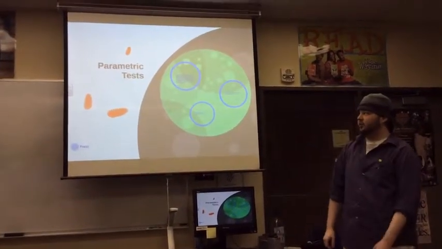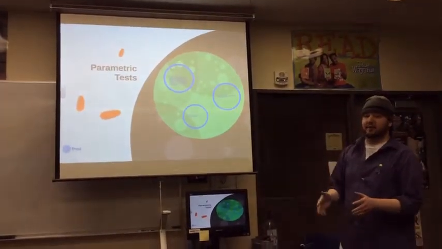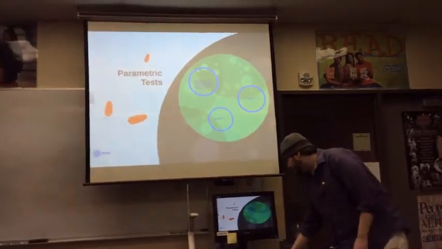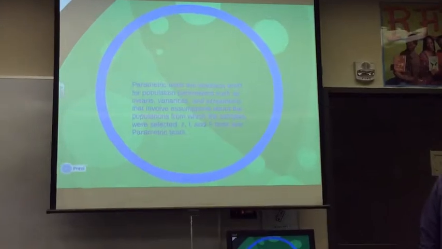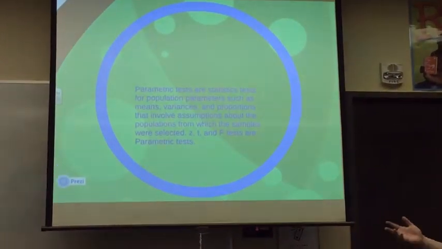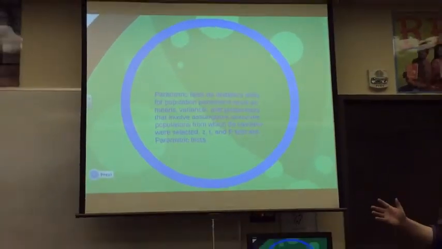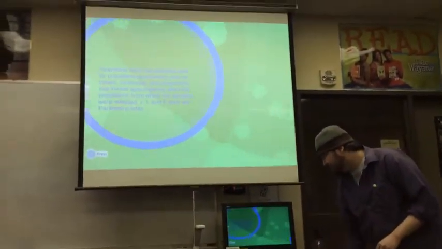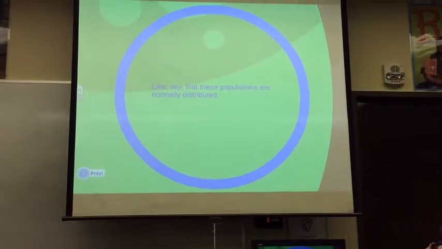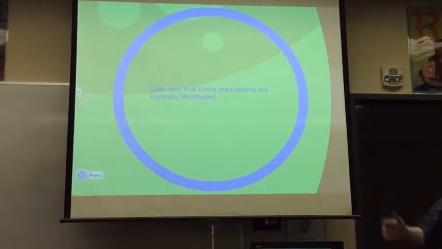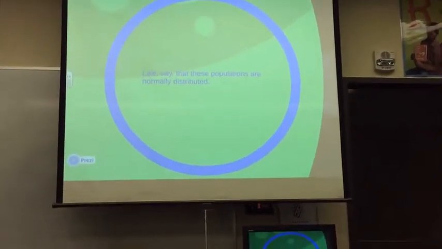So let's start a little bit before we talk about non-parametric tests, talking about what parametric tests are. Parametric tests are statistics tests for population parameters such as means, variances, and proportions that involve assumptions about the population from which the samples were selected. Z, t, and F tests are examples of parametric tests. Now, what are those assumptions that we might be making when we want to use a parametric test? Well, the biggest one is that the populations are normally distributed.